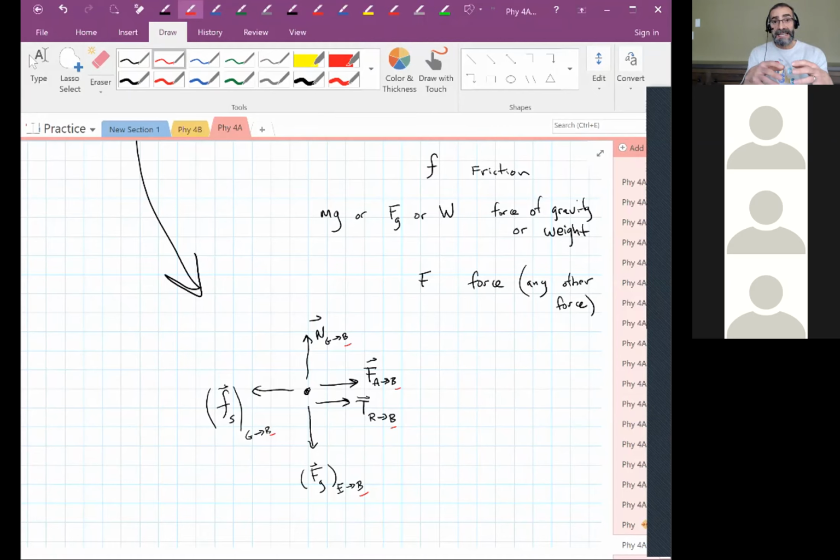So mass is how much stuff something is made of. So the mass of an object sitting on the surface of the Earth is the same as the mass of that object sitting on the surface of the moon, is the same as the mass of that object floating out in space somewhere. Mass is how much stuff something is made of, and it doesn't change. It's always the same. Weight is the force of gravity, the interaction of that object and the Earth.